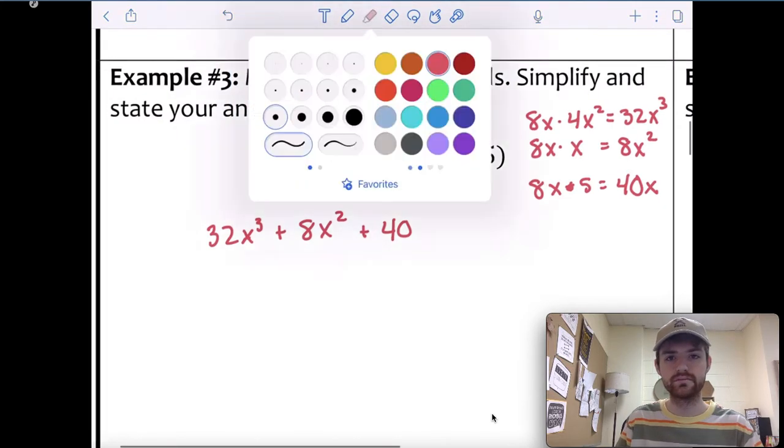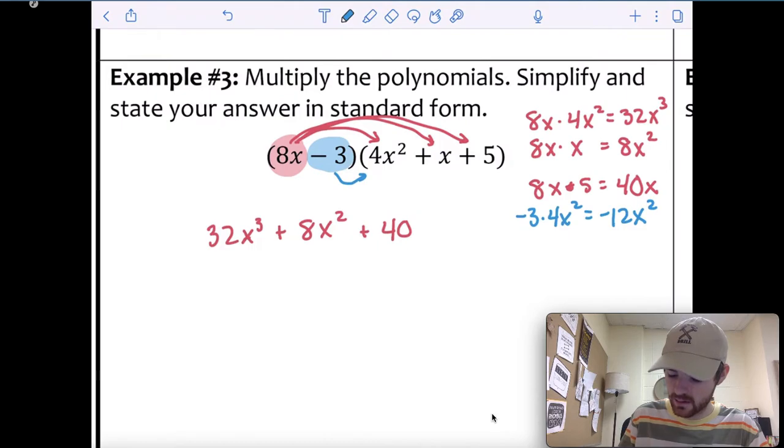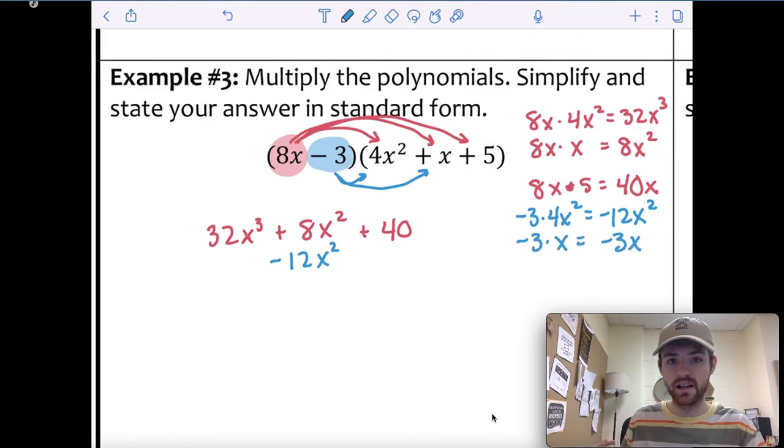So far, so good. Maybe? Then, here's a trick. Do you remember to think of this as a negative 3? Negative 3 times 4x squared. Well, negative 3 times 4 is negative 12. Keep the exponent. Here, because it's an x squared, I will stack it underneath the 8x squared. Negative 3 times x is negative 3x. Because it's just a plain x.